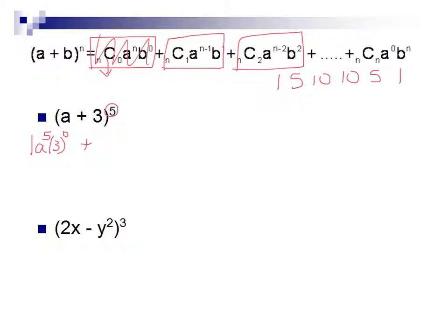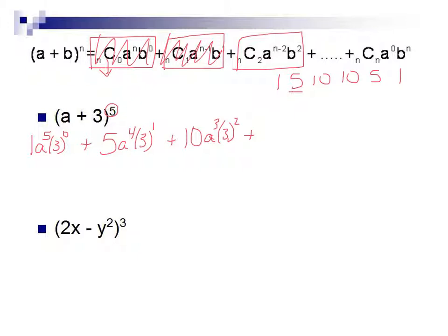And I do that combination, but it's really just the 5 from Pascal's triangle. And a is going to work its way down. The b, or in this case the 3, is going to work its way up. Plus, just finish that one. Do it again. 10. A works its way down, and the 3 works its way up.